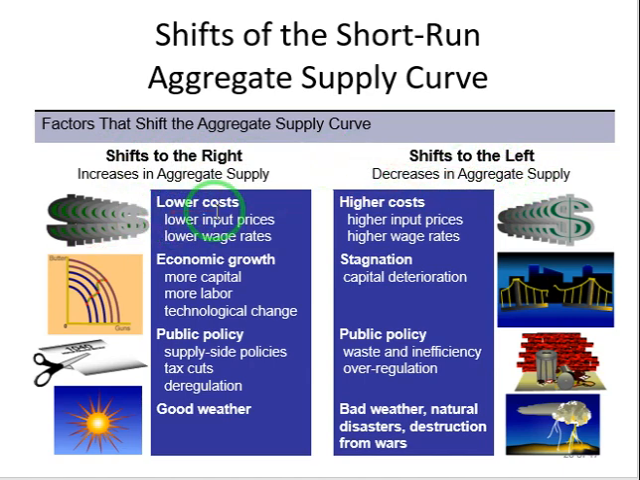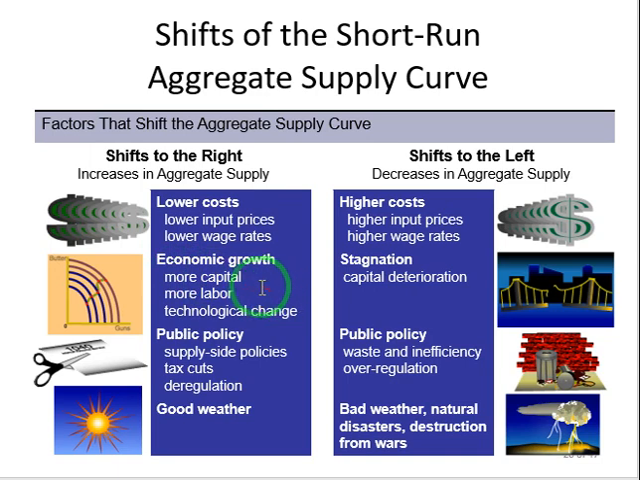Lower cost. If, for example, labor wages decrease, raw material prices decrease, the producer will hire more labor, will buy more raw material, and will increase output in the economy. So the aggregate supply curve will shift outward. It will be an outward shift. So that's basically the meaning. Shift to the right means outward shift. Shift to the left means inward shift.